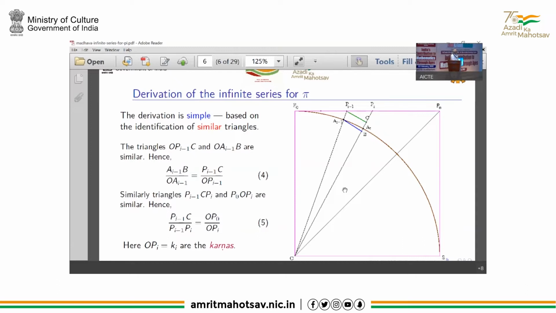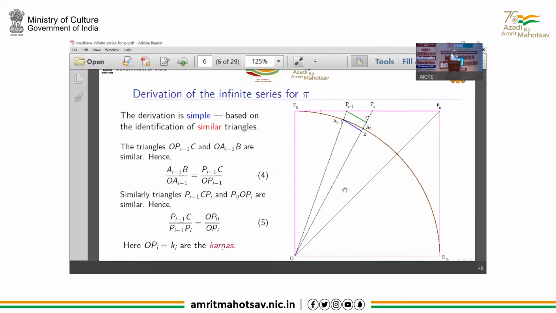Any line that you draw from here is basically called a karna. Why is it called karna? Karna is hypotenuse, as it was introduced earlier. So this is a right angle triangle. O, P0, Pi are going to be right angle triangles, and you conceive of n right angle triangles. So if there are n divisions, you can just think of it to be n right angle triangles.